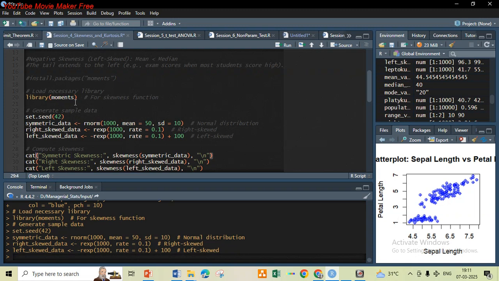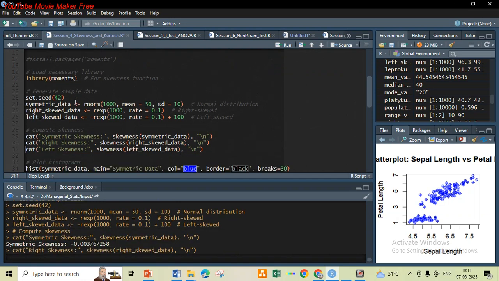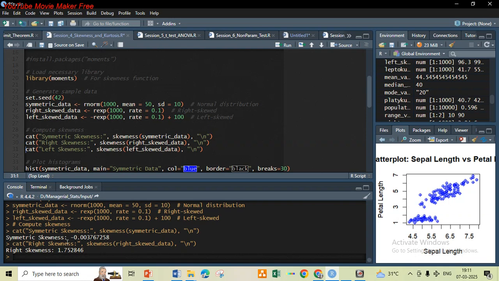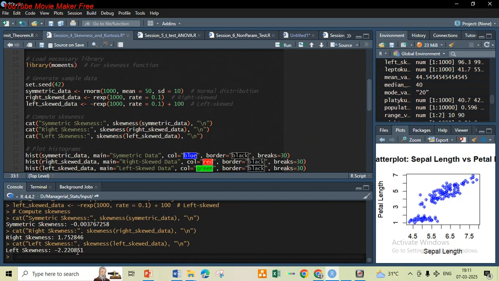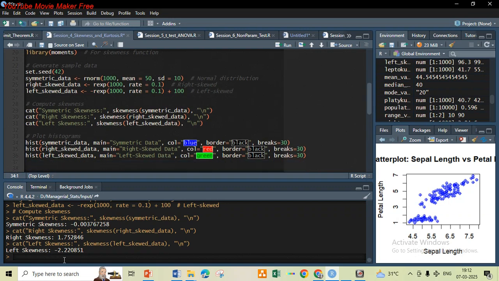Now we just compute the skewness of each of these data sets and print it out. We can see that the skewness of the symmetric data here is close to zero. The skewness of the right skewed data is positive. Whenever the skewness is positive, we say that the data is positively skewed, and similarly the skewness of the left skewed data is negative. Whenever the skewness is negative, we say that the data is left skewed. Now we just plot these data sets and we see how these look.